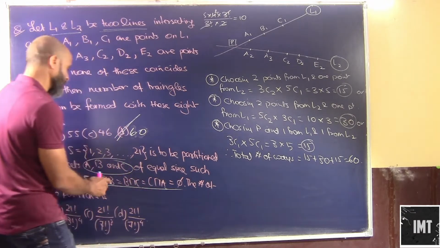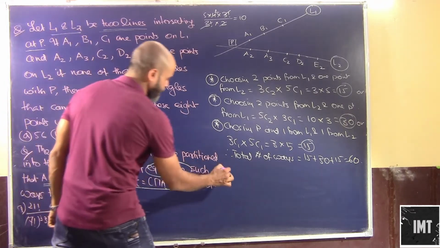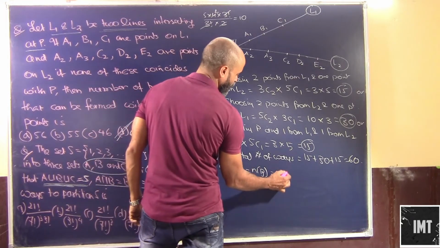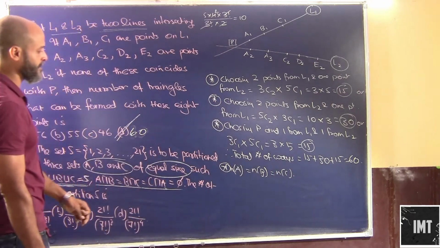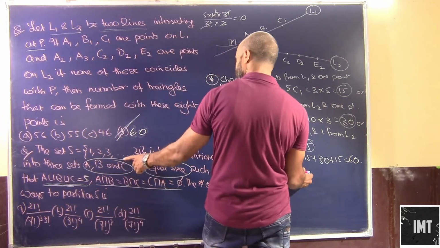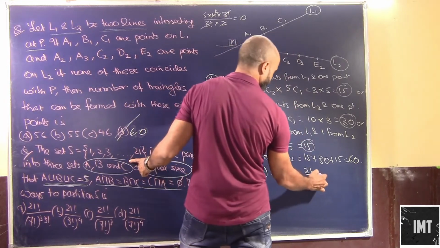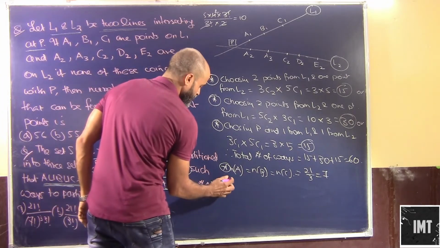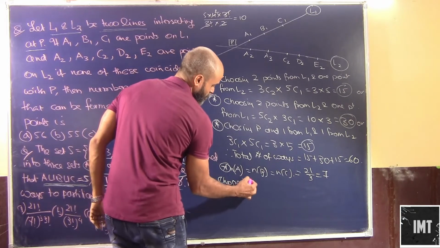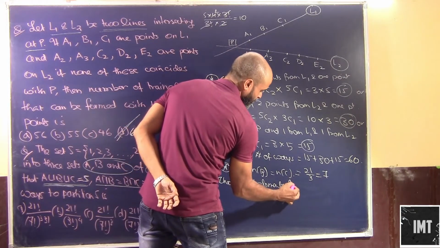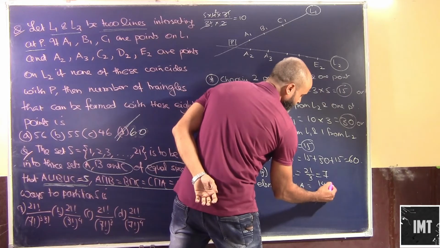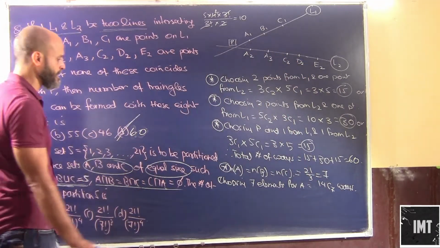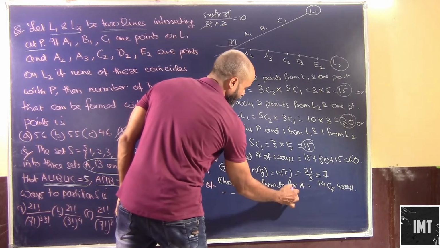Okay, so now we know that these are of equal size. So the cardinal number of A will be equal to the cardinal number of B will be equal to the cardinal number of C. The total number of elements here is 21, so each one of them will have 7 elements. So choosing 7 elements for A can be done in 21C7 ways, and then choosing 7 elements for B.